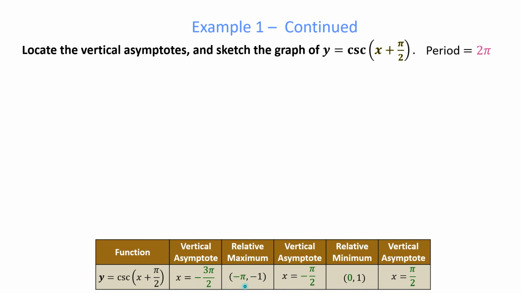So now that we have these 5 key bits of information filled out, we can draw one cycle of this function, cosecant.